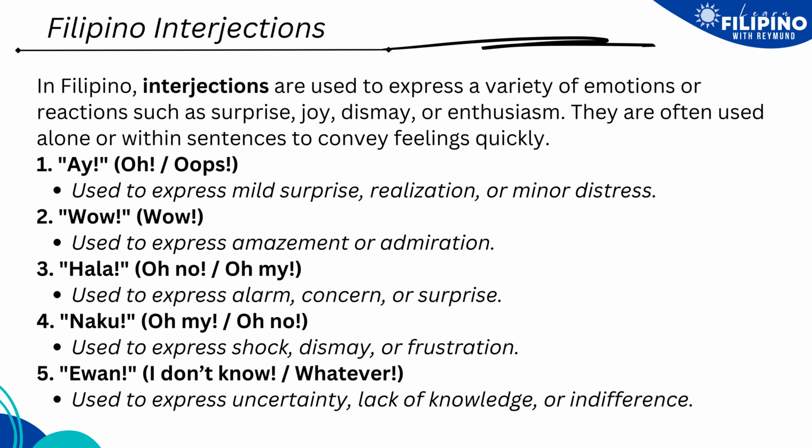The next one is hala, which translates to oh no or oh my in English and is used to express alarm, concern, or surprise. The next one, number 4, is nako, which translates to oh my or oh no, which is used to express shock, dismay, or frustration. Number 5 is ewan, which translates to I don't know or whatever, used to express uncertainty, lack of knowledge, or indifference.